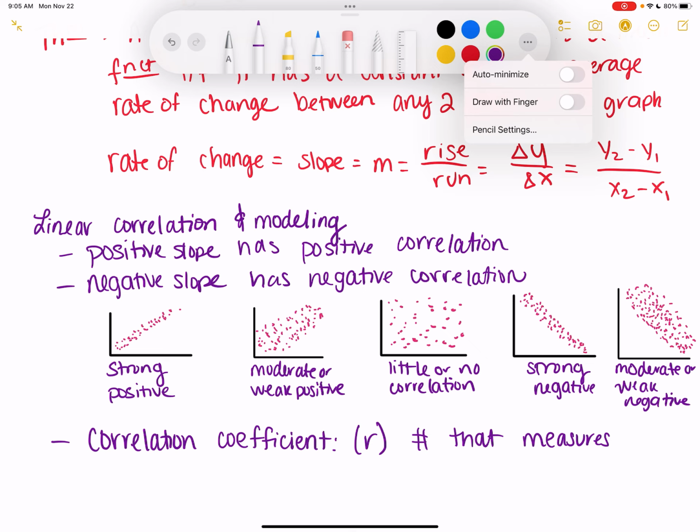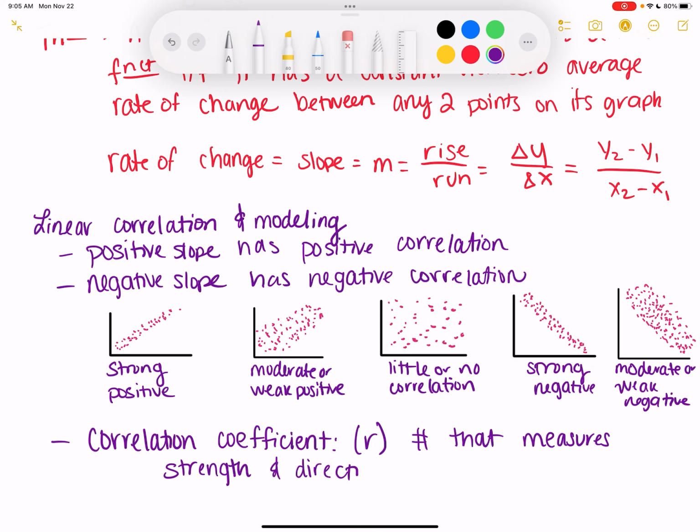Oh yeah, there you go. Well, at least we know what the next word is. She already said it out loud. It measures the strength and direction of the linear correlation of the data set. Oh, this sounds a lot like stats now.